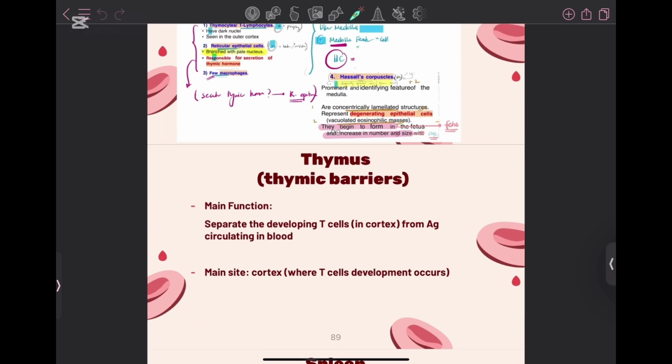With thymus, you also need to know the thymic barriers. What are the thymic barriers? The main function of the thymic barriers is to separate the developing T cells in the cortex from the antigens, so that no immune response happens until they fully develop. Of course, the main site is the cortex. Why? Because the T cells develop in the cortex.